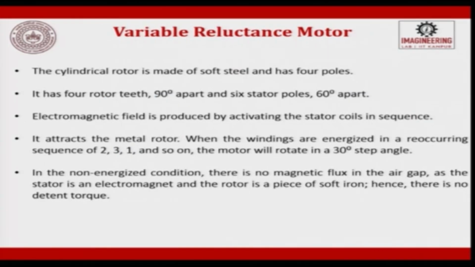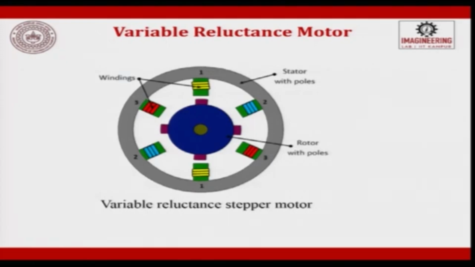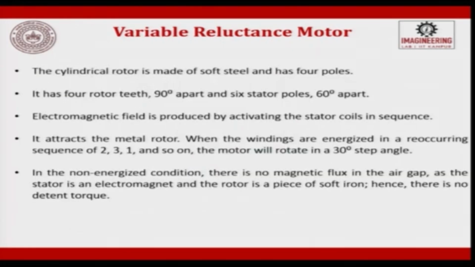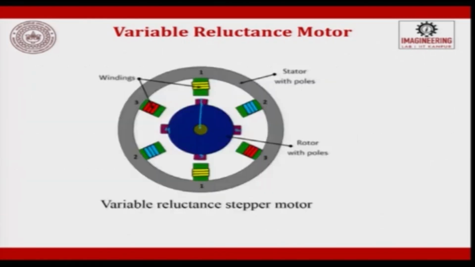In the variable reluctance type motor, we have a cylindrical rotor made of soft steel and 4 poles. It has 4 rotor teeth 90 degrees apart and 6 stator poles 60 degrees apart. These are 90 degrees and these are 60 degrees. So, this is the rotor with poles and these are the stator with poles and these are the windings which you have.